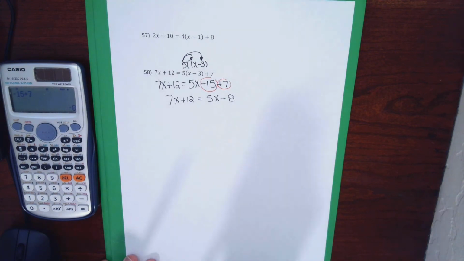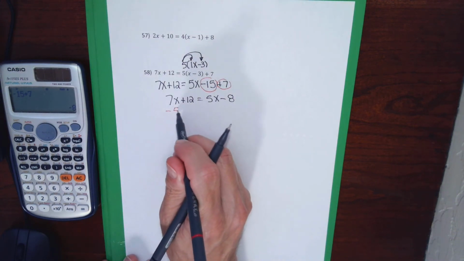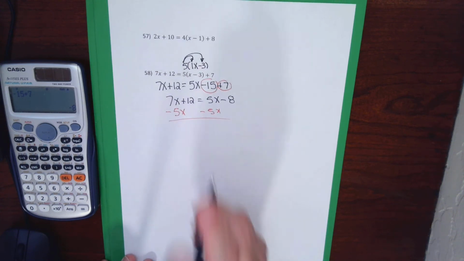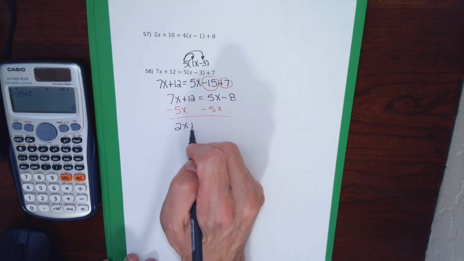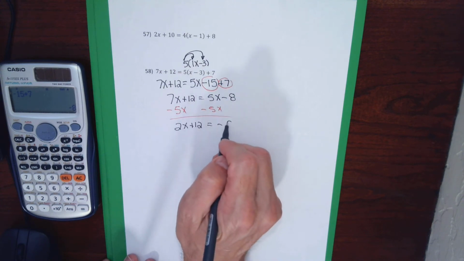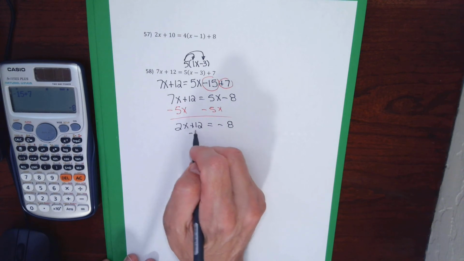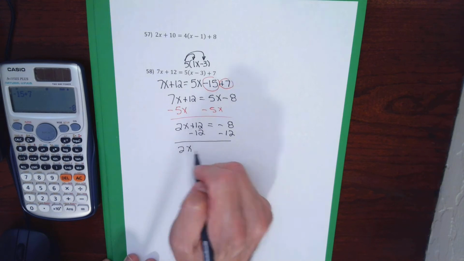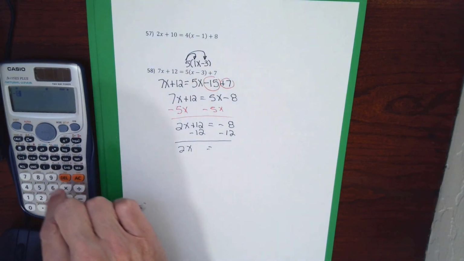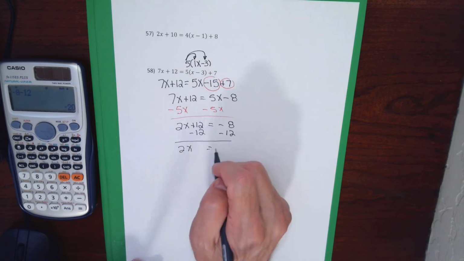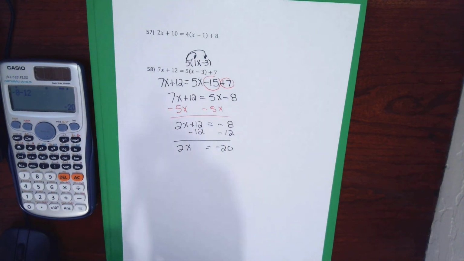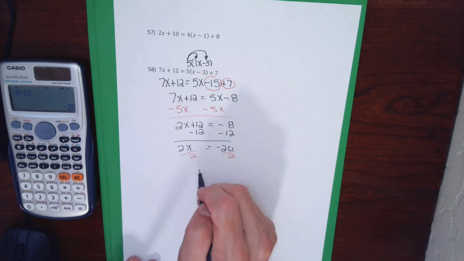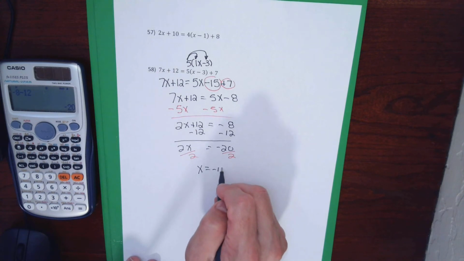Now I'm going to get the variables on the left-hand side by subtracting 5x from both sides. That's going to give me 2x plus 12 equals negative 8. Then I'm going to subtract 12 from both sides. On the left-hand side, the 12s will cancel. On the right-hand side, negative 8 minus 12 is negative 20. Lastly, I'm going to divide both sides by 2. On the left-hand side, I get an x. On the right-hand side, I believe that's negative 10.